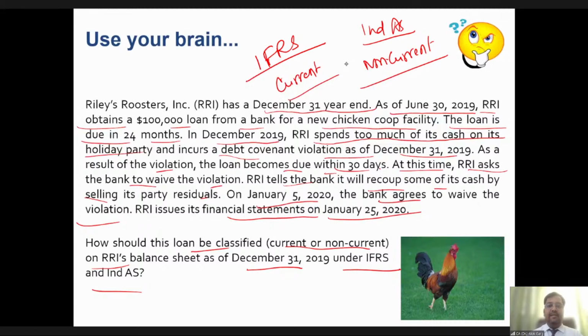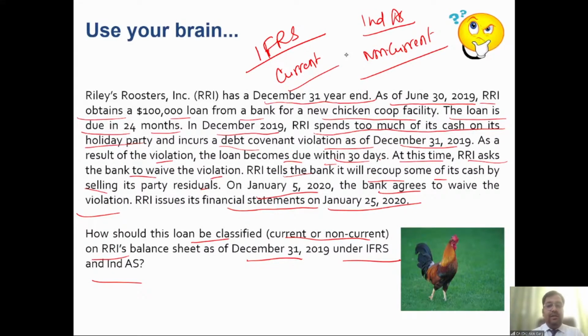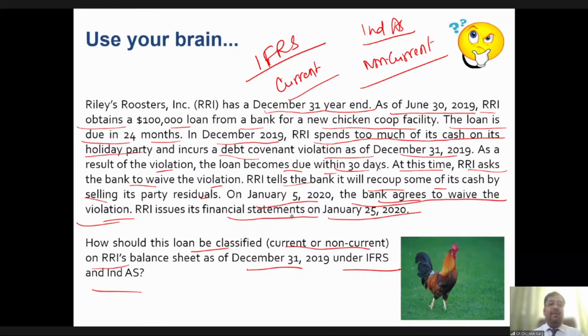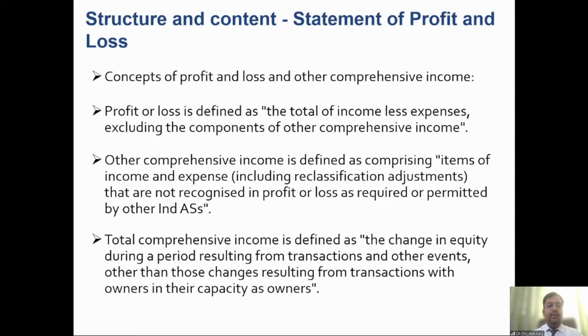Yes, Girish, you are right. Srishti, you are saying both Ind AS and IFRS, it will be current. It is wrong, Srishti. In IFRS, it will be current, but in Ind AS, it will be non-current because the bank has agreed to waive the violation, right? Before approval of the financial statement, the bank has agreed to waive the violation. Is it clear? Srishti, are you clear on this? Okay.